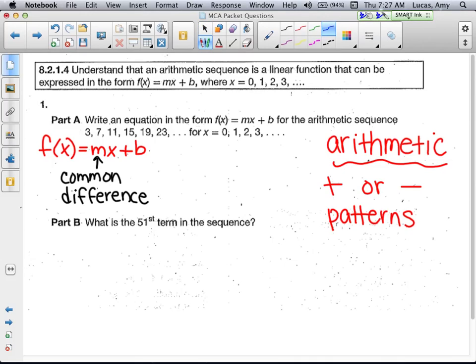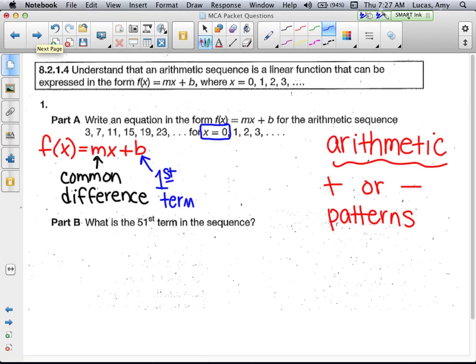Then b, we think of as like the y-intercept when you're graphing. That's your starting point, so it's the first term in the sequence. And that term represents when x equals 0 in your equation.